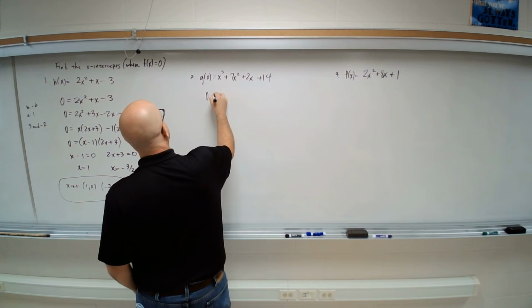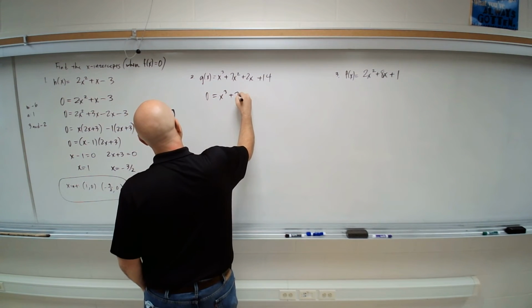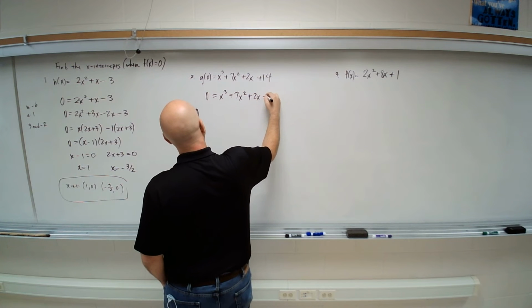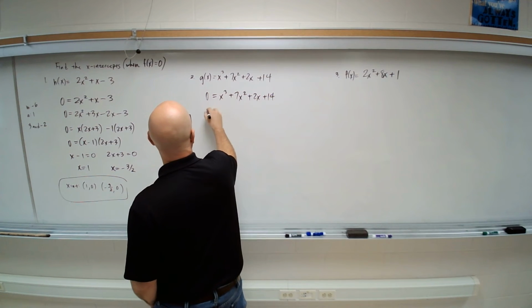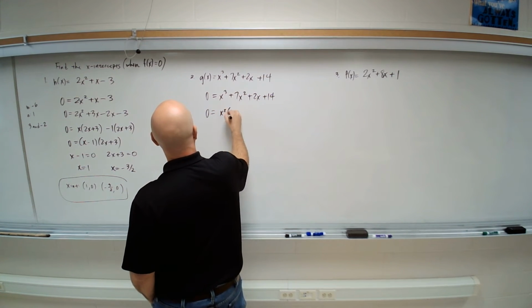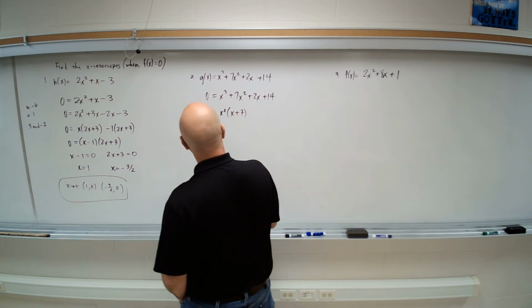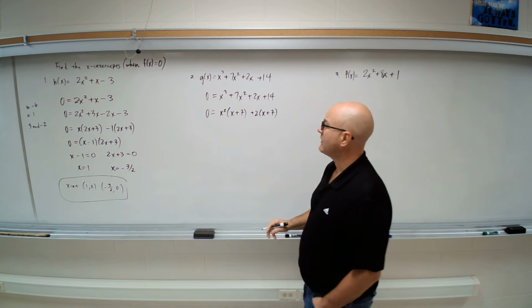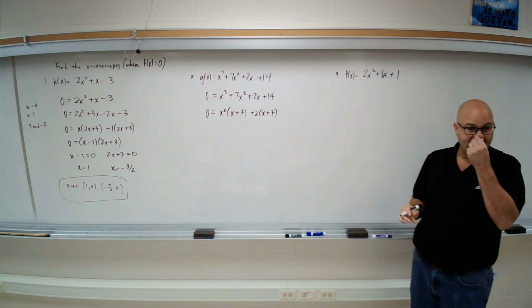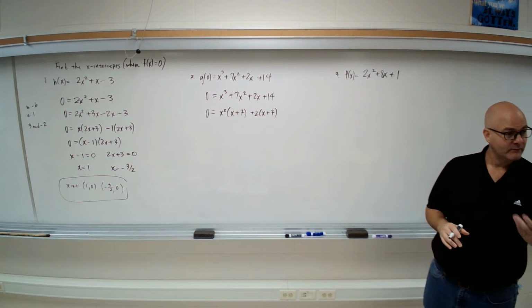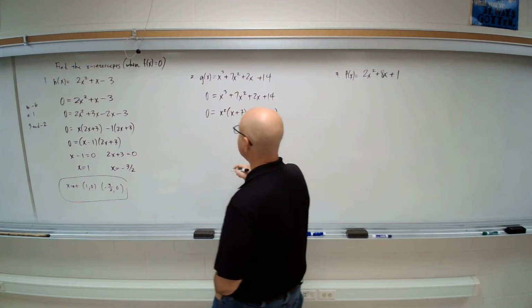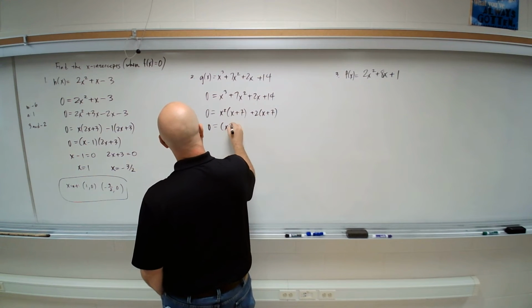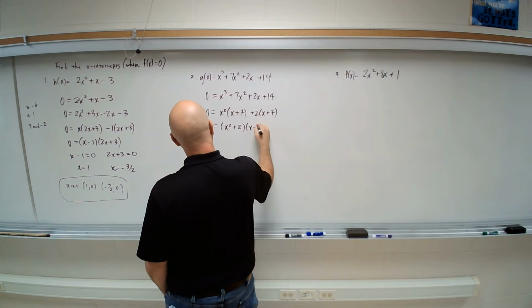So 0 equals x cubed plus 7x squared plus 2x plus 14. Factor by grouping, so x squared (x plus 7), and then 2 (x plus 7). Since they match, that's what we wanted, right? We know that we can write this in a factored form, (x squared plus 2)(x plus 7).